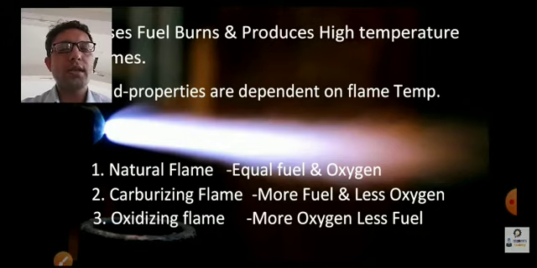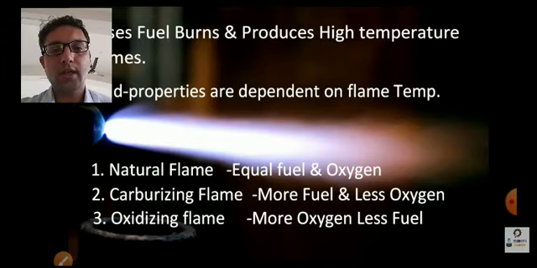We all know that in gas welding there are two gases, oxygen cylinder and acetylene cylinder, oxygen gas and acetylene gas. If there is an equal volume of supply of oxygen and acetylene, then the neutral flame is created. If there is more acetylene supply and less oxygen in the flame, then it becomes a carburizing flame. And if there is more oxygen and less acetylene supply, then the flame will be an oxidizing flame.